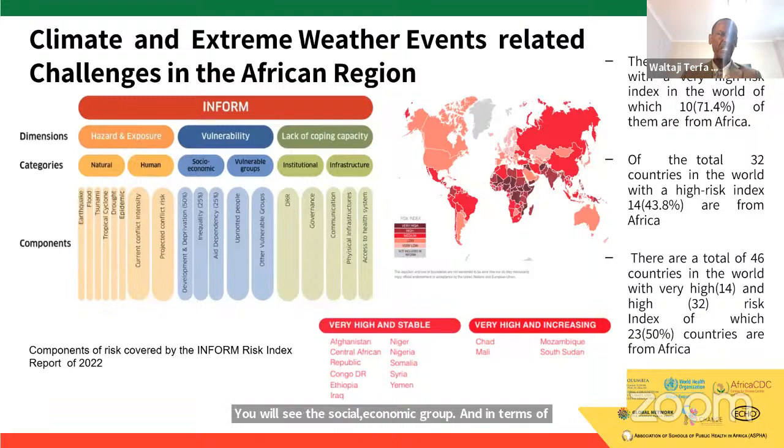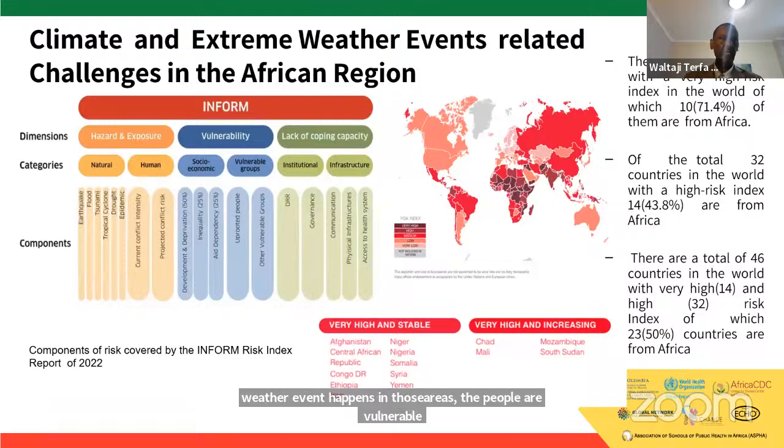So in the natural category, you will see earthquake, floods, tsunami, tropical cyclone, drought, and also epidemics. And then in the human category, the conflict, the political conflict, unrest, and all those things also impact the extreme weather event. When an extreme weather event happens in those areas, people are vulnerable because of the conflict and the unrest. So it is a combination of the natural and the human.